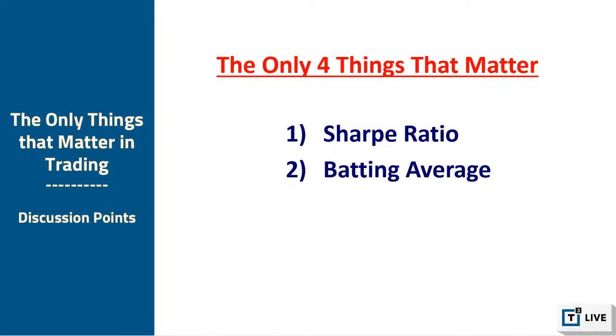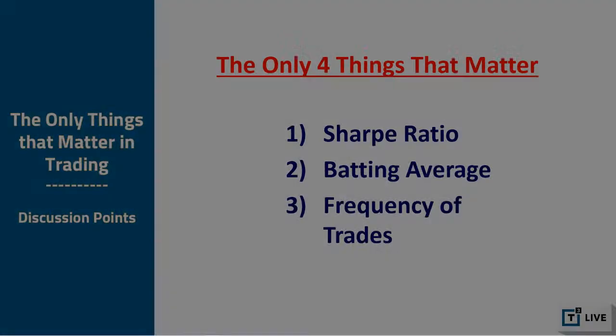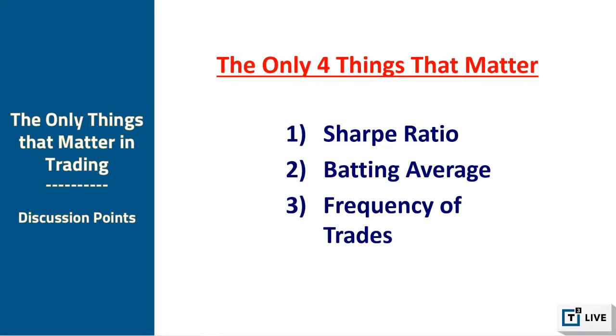The second thing that matters in trading is batting average. The batting average formula is the number of winning trades divided by the total number of trades. So if you took 100 trades and you won on 60 of them, 60 of them made money, 40 of them lost money, you take 60 divided by 100, you'd have a batting average of 60%. Very simple, right? And then the third thing that matters is the frequency of your trades, the amount of trades that you do per day, per week, per month.